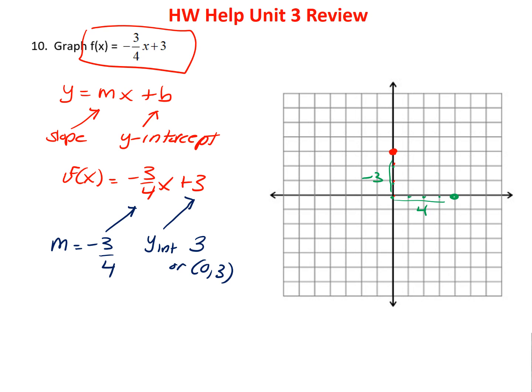If I wanted to, I could go back 4 here. 1, 2, 3, 4, 1, 2, 3. Just because I don't have a ruler here. Oops, I only went up 2. That'll get me off. So then my line's going to go through that point like that. And that's our graph. Use the y-intercept to get your first point. Use your slope to get your second point. And then draw the line.